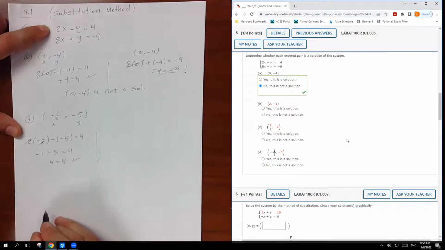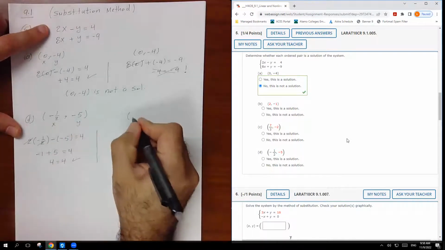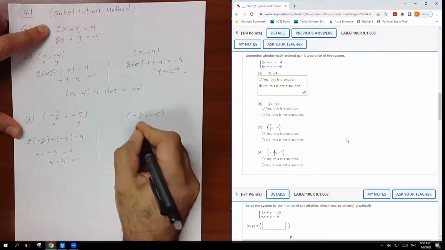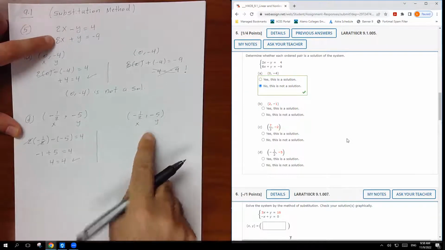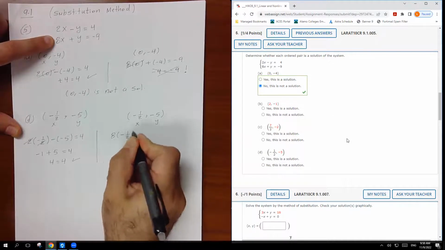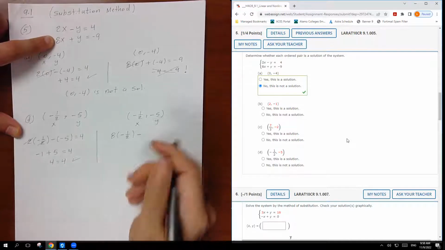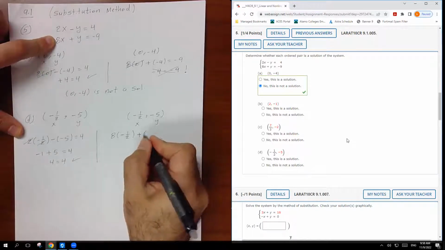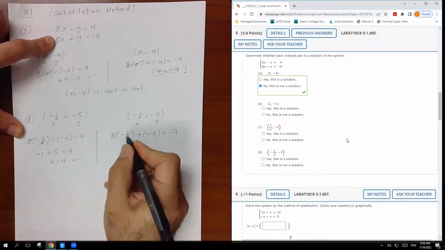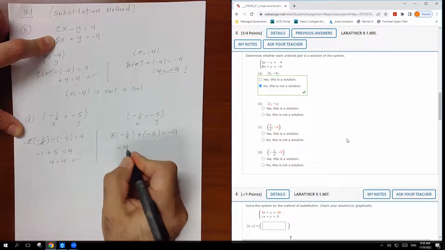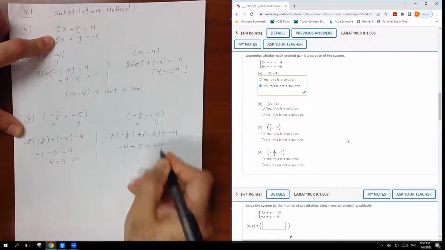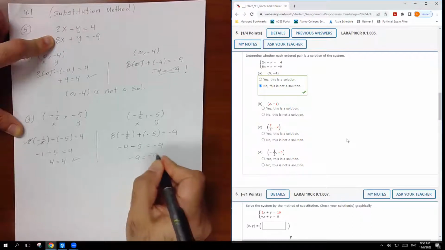Now let's check the second one. We're going to plug in this point on the second one, which is -1/2 and -5. This is x and here is y. It's going to be 8 times -1/2 plus y, which is -5. The result is supposed to be equal to -9. Now 8 times half is going to be -4, plus times minus is going to be -5, equal to -9. So we get -9 equals -9.